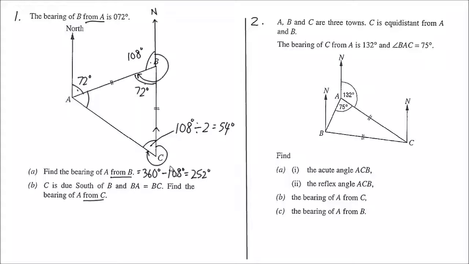So we can find the answer for the bearing of A from C again by using 360 degrees, which is the total angle at this point, minus 54 degrees, which will give us 306 degrees.